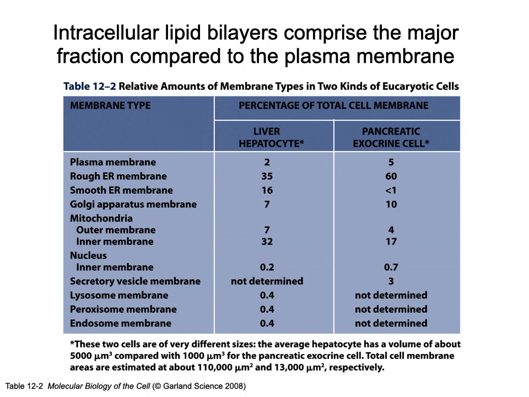The liver cell needs to have more energy than our pancreatic exocrine cell, and so it's putting more membranes towards the mitochondria. And again, from a cell membrane perspective, you can see that some of these smaller vesicles are going to be a smaller percentage, even smaller than our plasma membrane.